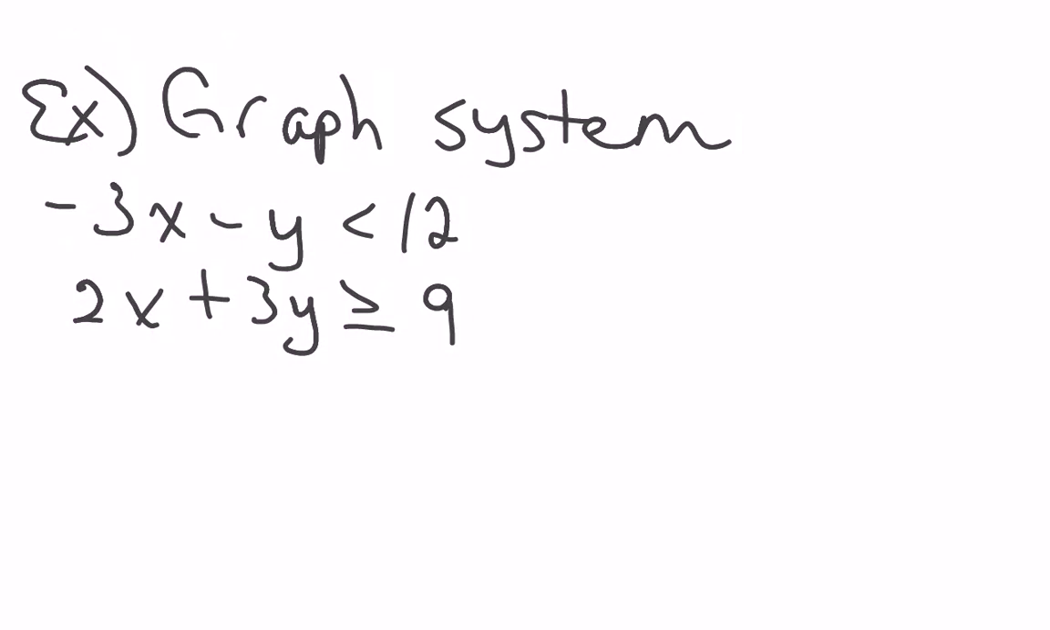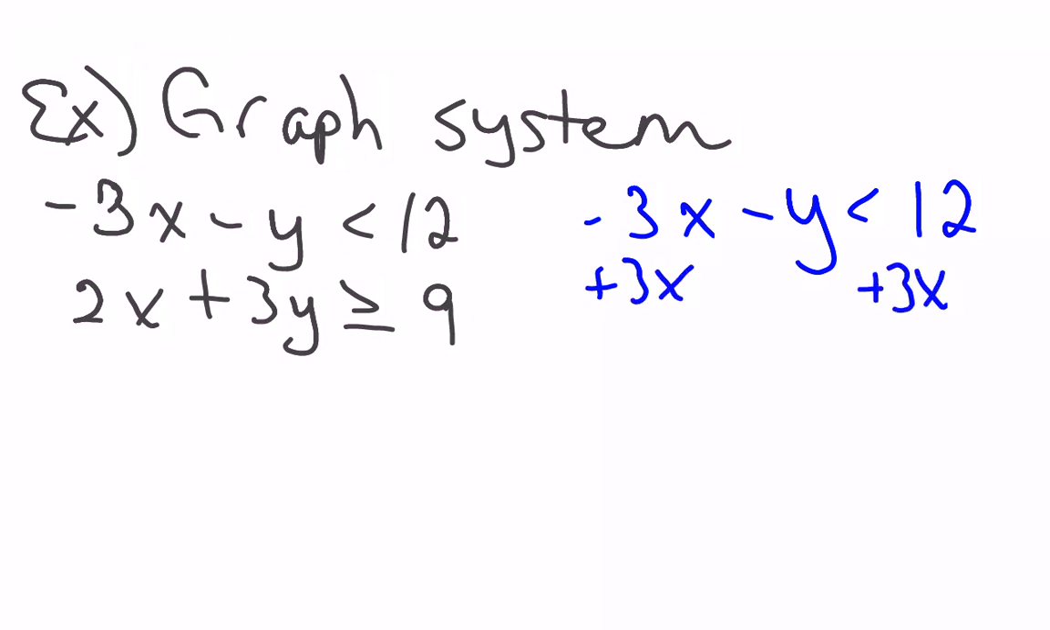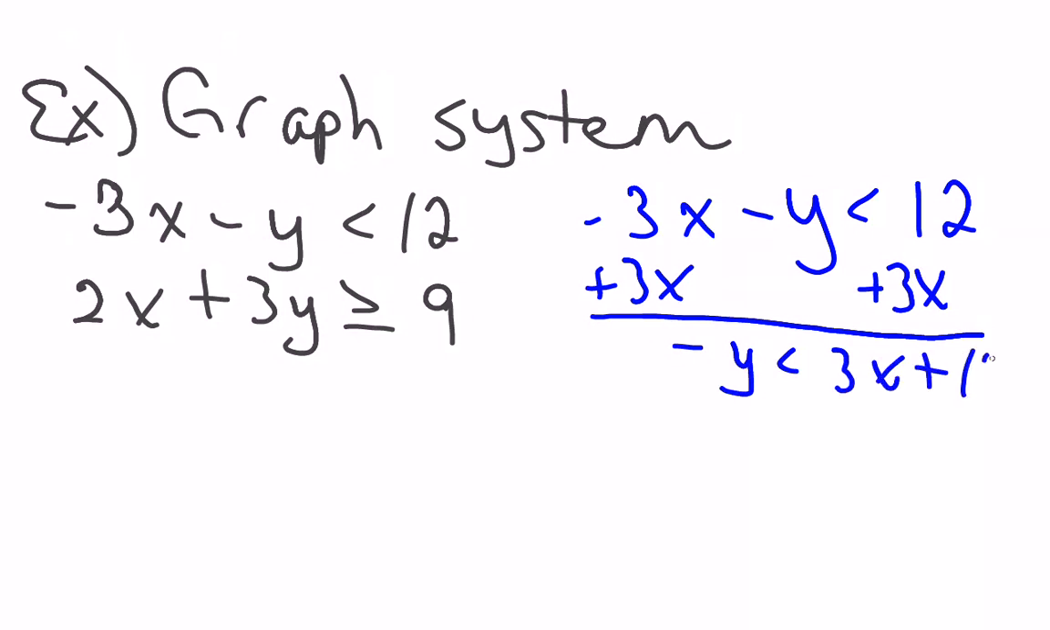So again, we can graph this any which way you want to, using the different techniques. But let's go ahead and switch them over to y equals. So let's look at the first one. Negative 3x minus y is less than 12. In this one, we're going to add 3x to both sides. We get negative y is less than 3x plus 12.